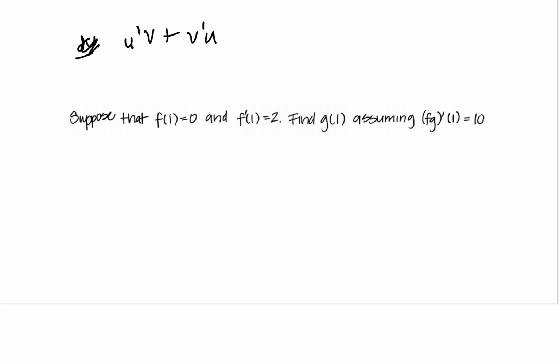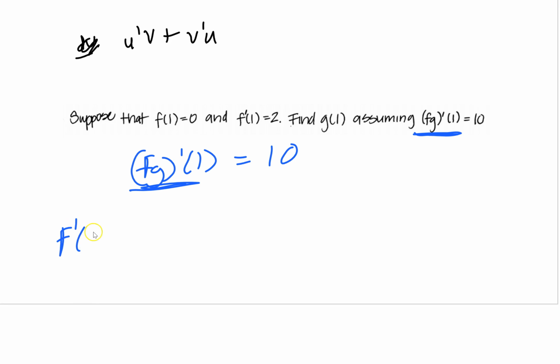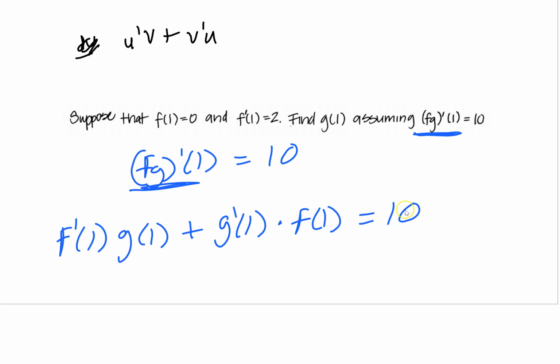So let's do that. Let's find out, what is (f times g) prime of 1? Well, I know it equals 10, but let's expand this out. So it's derivative of the first one, f prime of 1 times the second left alone, g of 1, plus derivative of the second one, g prime of 1 times the first one left alone, f of 1. That should equal 10. Now let's look at what we have here. Let's roll out the product rule.